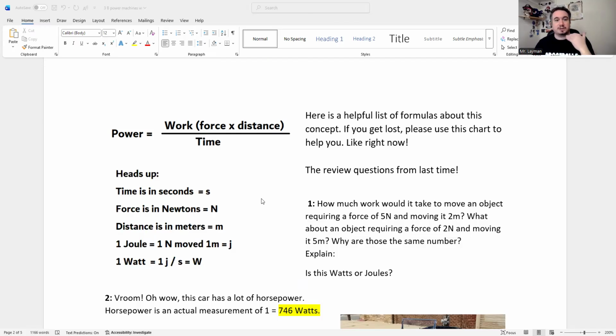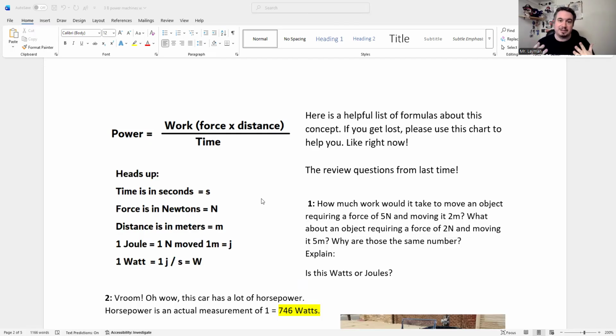Cool. So my question is, it's a very basic math question. How much work would it take to move an object requiring the force of 5 newtons and moving it 2 meters? What about that object requiring the force of 2 newtons and moving it 5 meters? Spoiler alert, those are the same number. Why are those the same number?